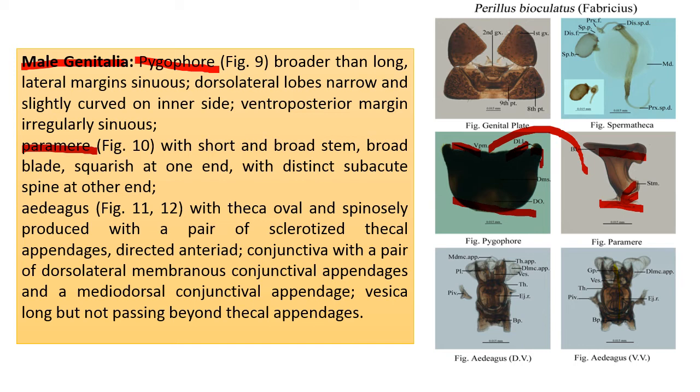So the basic purpose is to show you the various parts of the external genitalia of any stink bug. You will see a pygophore. Inside the pygophore you will see a pair of parameres. This is an isolated paramere, one of the parameres, and right and left parameres are there, and there is a structure inside. In the center it is the aedeagus. So basically the male genitalia is composed of three parts. The main chamber is the pygophore, and for clasping organs there are the parameres, and the other is the aedeagus.